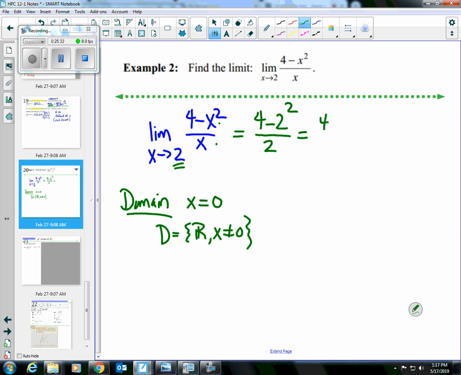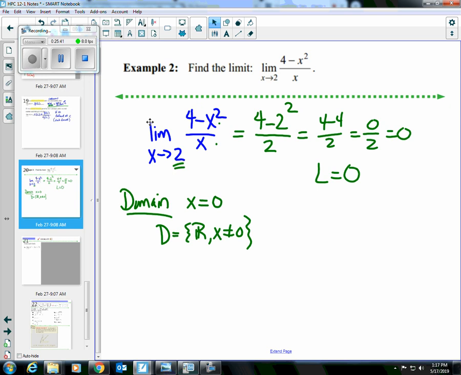Well, that would be 4 minus 4 over 2, or 0 over 2, which is just 0. So the limit should be 0. So I should be able to actually evaluate what that is because this function is defined at 2.